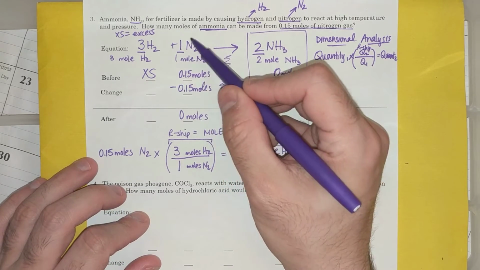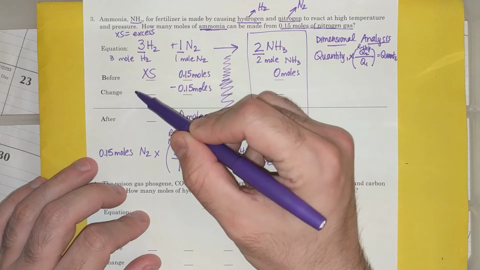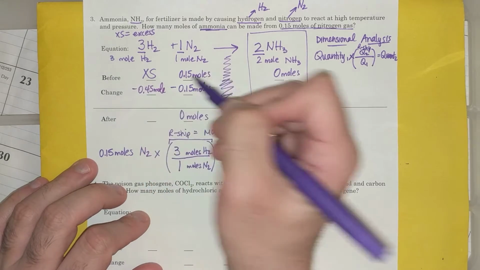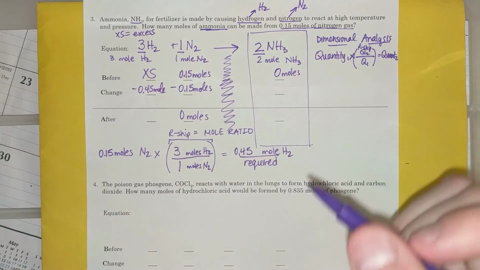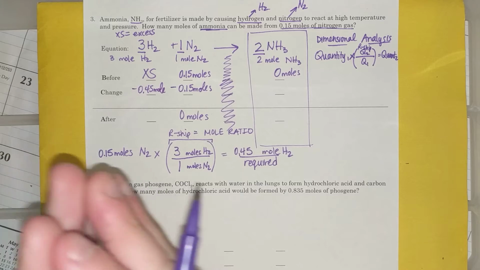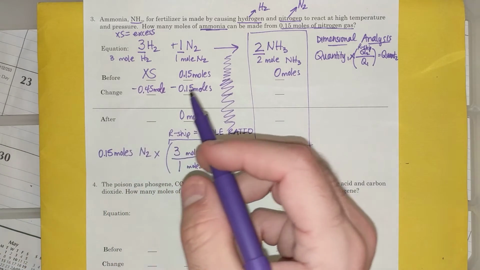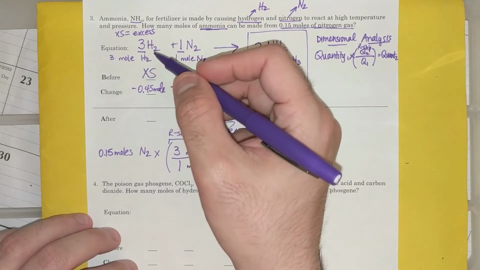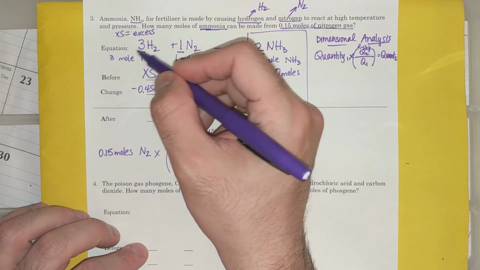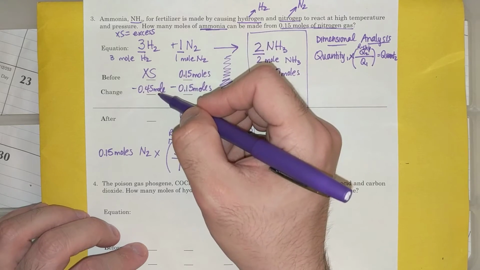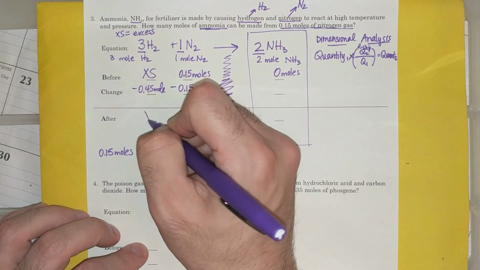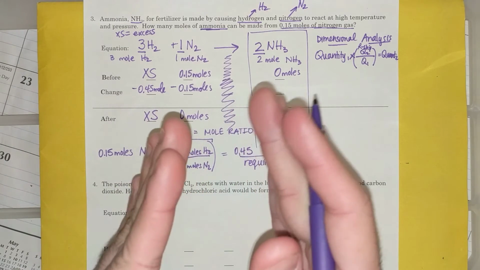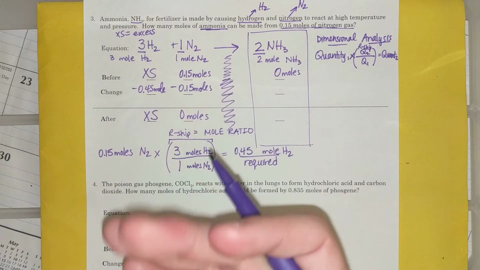Meaning for every 0.15 moles of N2, I need 0.45 moles of H2. Okay, and it's negative. Remember, for reactants, it's negative, so for reactants, I use them up. They get a negative change. And since it's in excess, if I have a lot and I subtract this small number from it, I still have excess left over. Okay? So I just showed you how I'm relating quantities of reactants to each other.